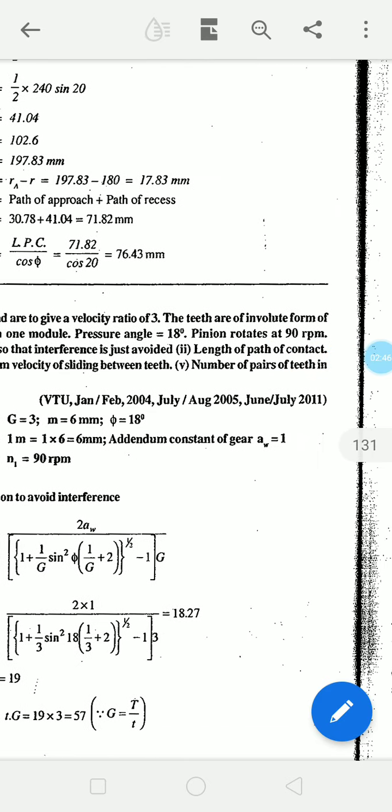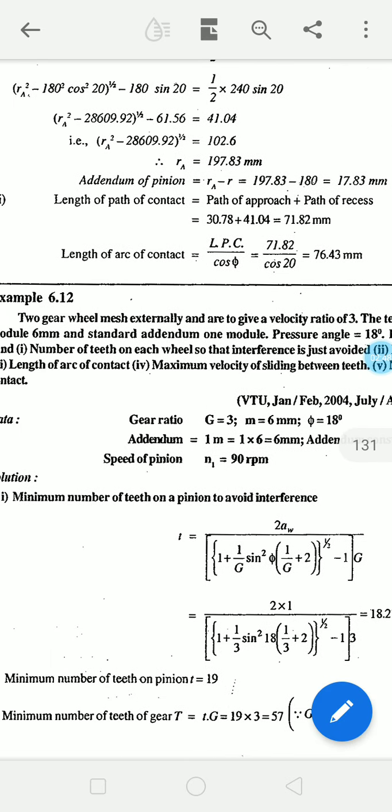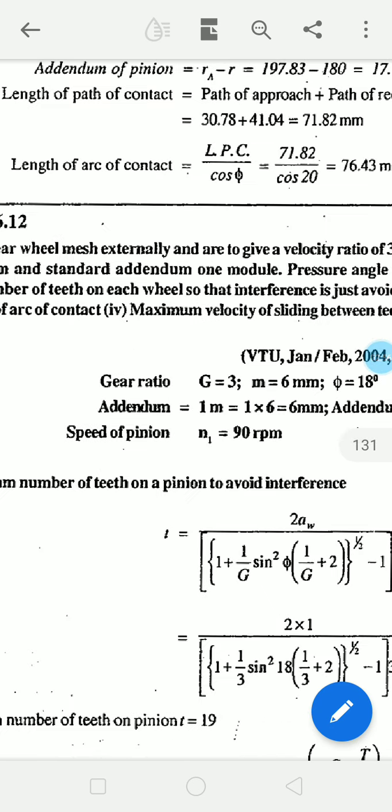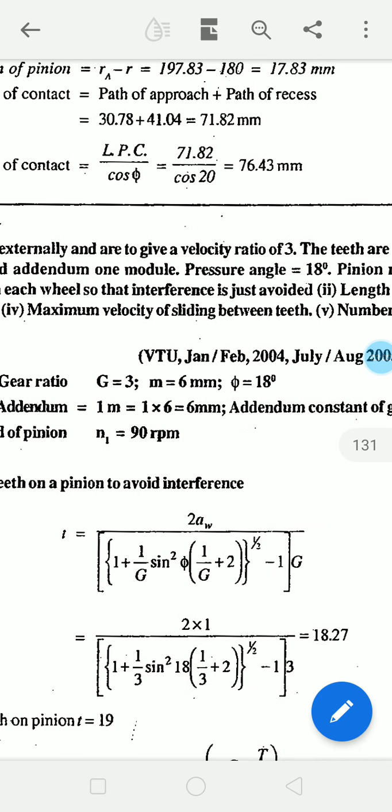And then again, what has he given? Addendum 1 module, standard addendum. So standard addendum equal to 1 module. So addendum equal to 1 into m, that is module, equal to 1 into 6. Module is given, so equal to 6 mm.